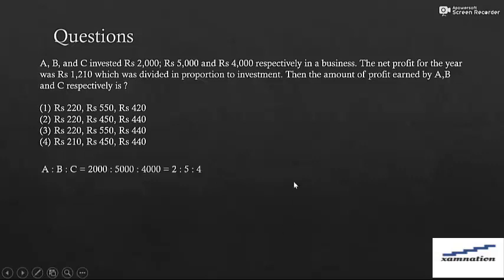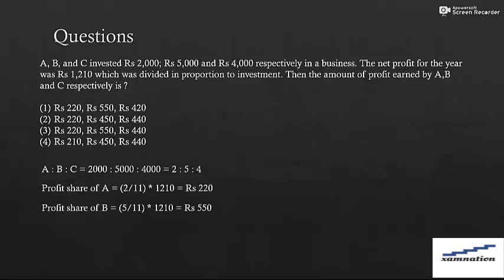So we'll calculate the investment ratio, which is 2000 is to 5000 is to 4000, that is 2 is to 5 is to 4. Now we will use this ratio to divide the amount of profit, that is 1210. So A's share will come as 2 upon 11 into 1210, B's share is 5 upon 11, and C's share is 4 upon 11.